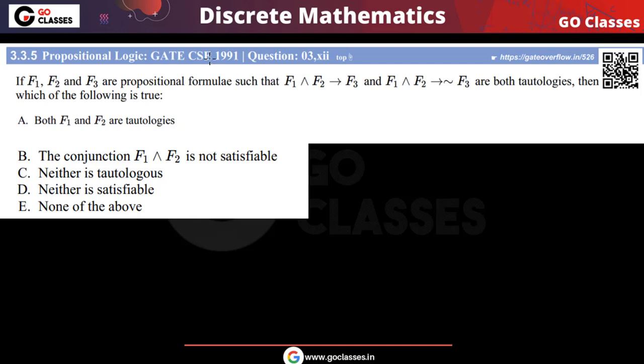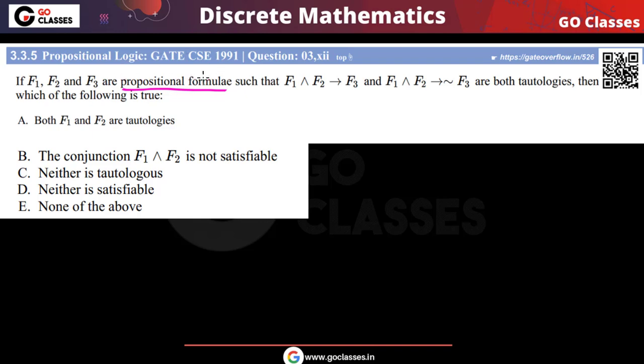Hi everyone, let's solve this GATE 1991 question. If F1, F2, F3 are propositional formulas such that these two are both tautologies, then which of the following is true? So this is the question. Now before you solve this question, you should have clarity.